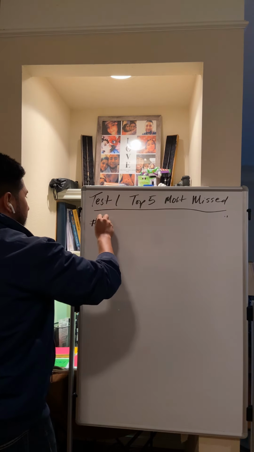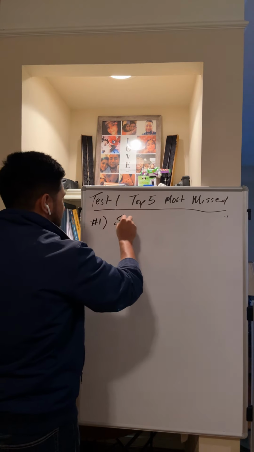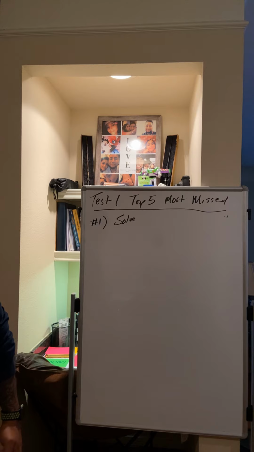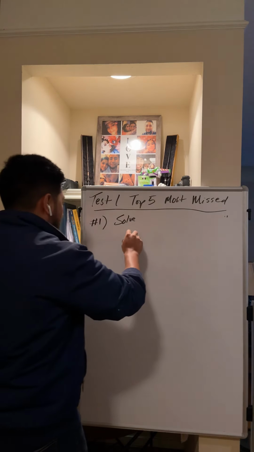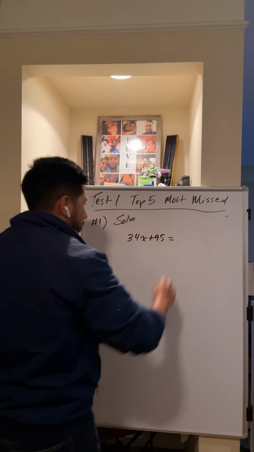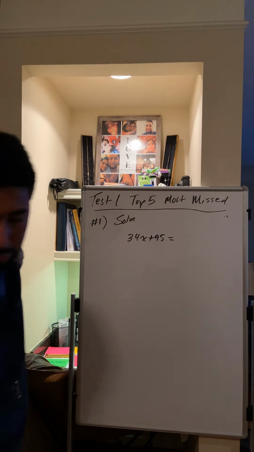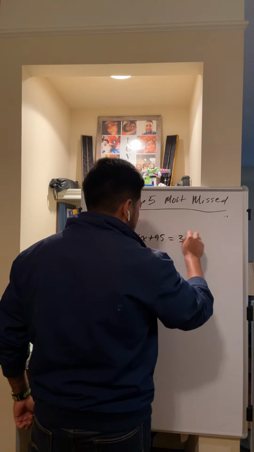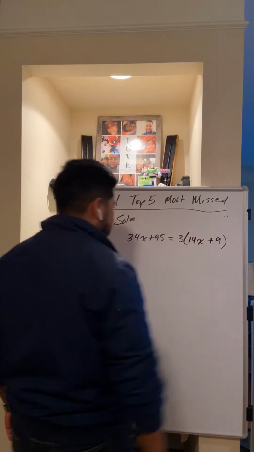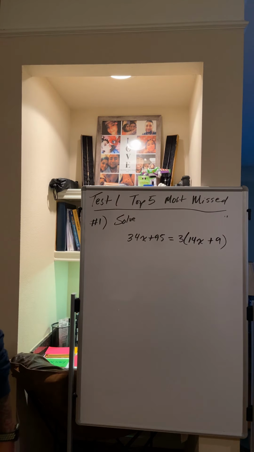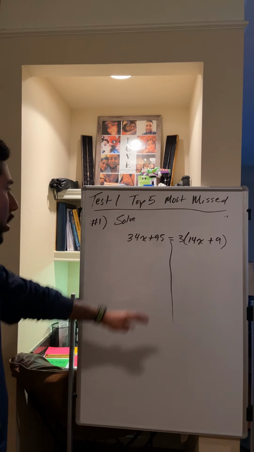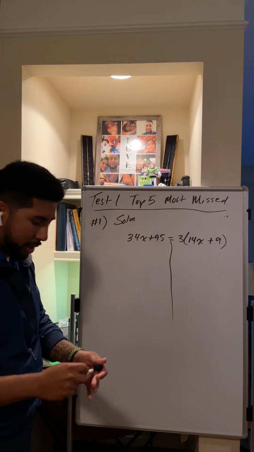Number 1. This one is a solve, so we are using the border. Solve 34x plus 95 equals 3 parentheses 14x plus 9. We are solving. Start with the border. Distribution, boom, got to do that first.